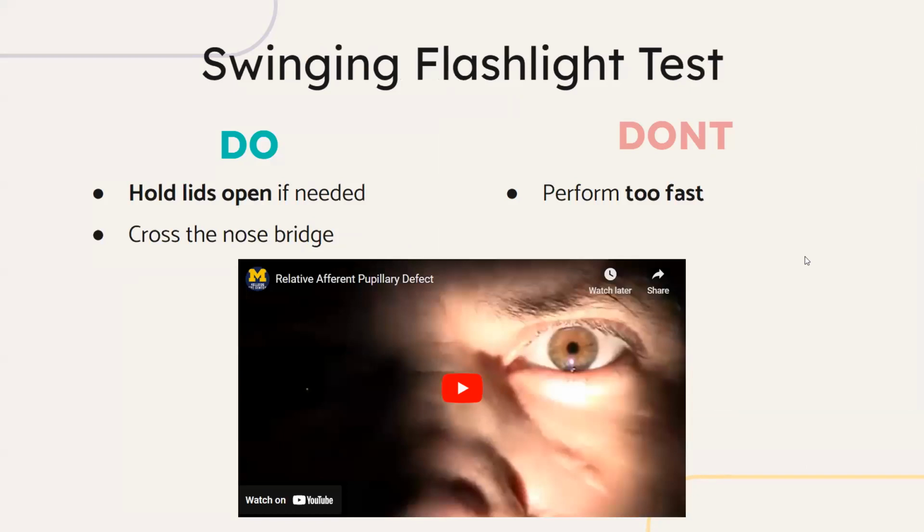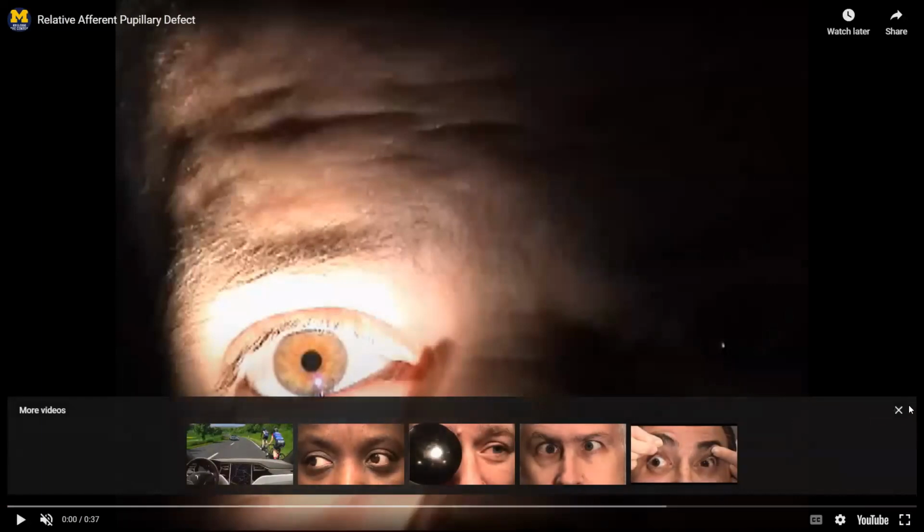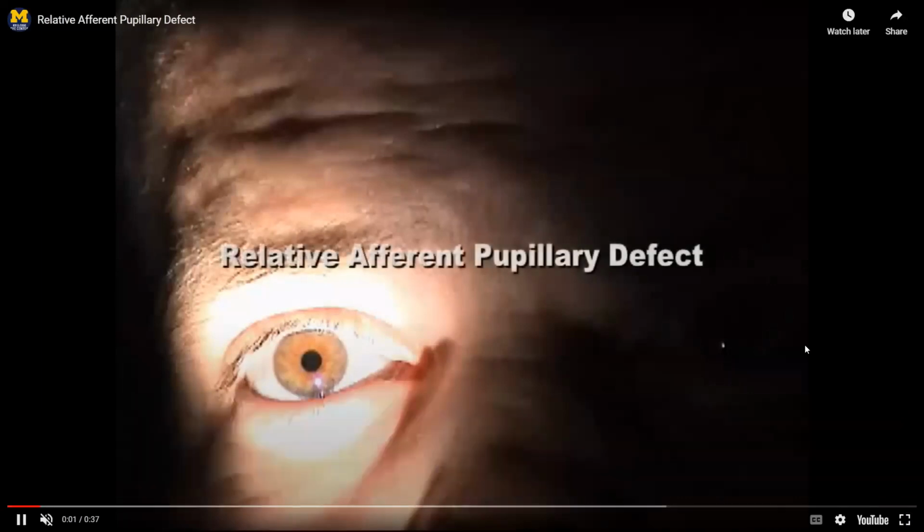Tapos, for swinging flashlight test, so we do this test for RAPD. Mga do's is to hold the lids open if needed and to cross the nose bridge with the pen light. And don'ts is to don't perform it too fast. No? Always give time for the pupil to react. So this is an example video lang. Yan. Diba? You're giving it time for the pupil to react.